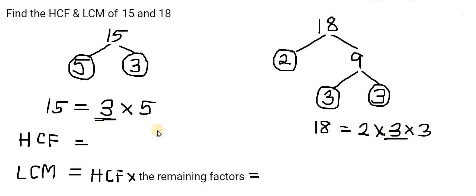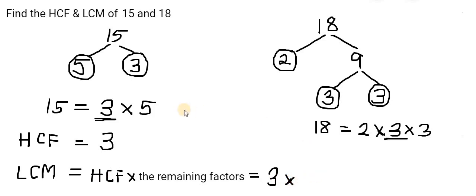Just 1. So 3 is the HCF. Now, remember, the last time I showed you 2 methods for finding the LCM. I'm going to be sticking to this one. If you want to use the other one, you can check your answer with it. They should both give you the same answer. So I'm going to be sticking to HCF, which is 3, times the remaining factors.